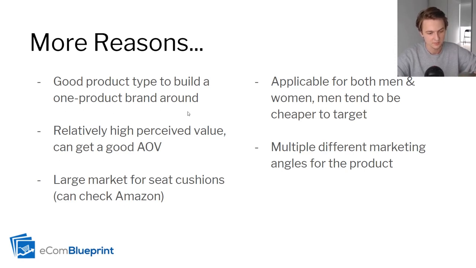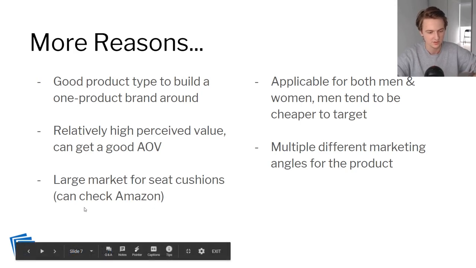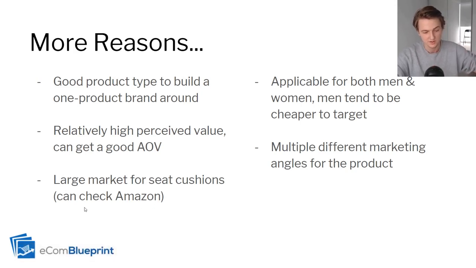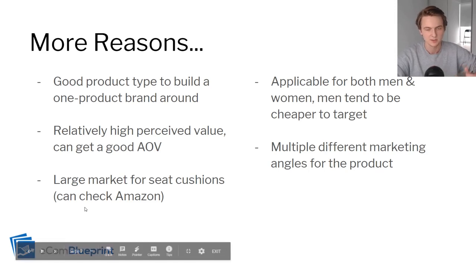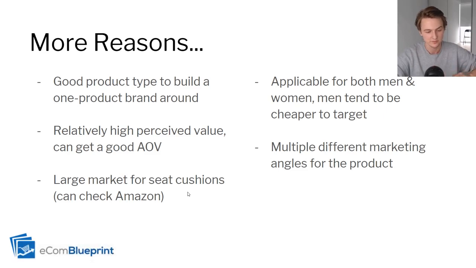Another reason is that it has a relatively high perceived value, right? There's a lot of people selling this for $60, $70, and so you can sell it for a lot and get a good average order value. So for me, I sold it for $40, and the average order value was like 45 or so. Another reason is that there's a large market for seat cushions, and I said you can check this on Amazon. If you just look on Amazon seat cushions, you'll see that there's a ton of different seat cushions, not just this type of gel cushion, but just seat cushions in general. You can see that this is a huge niche, and there's a lot of demand for it.